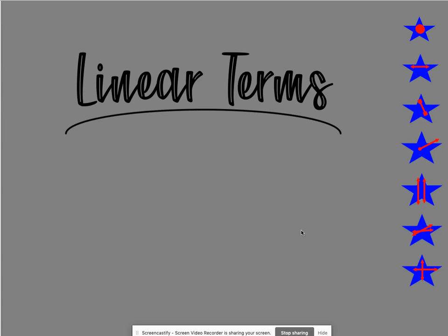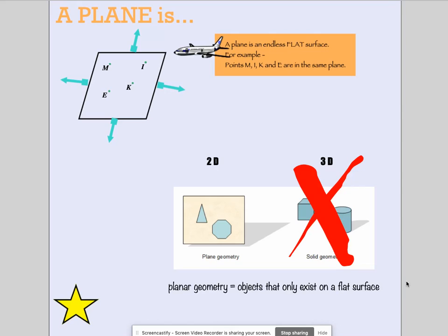This week you're going to be working on linear terms. This builds upon what we did last week with our 2D and 3D shapes. As you see over on the side, you have a little sampler. We're going to talk about points, lines, segments, rays, and then 3 types of line relationships.